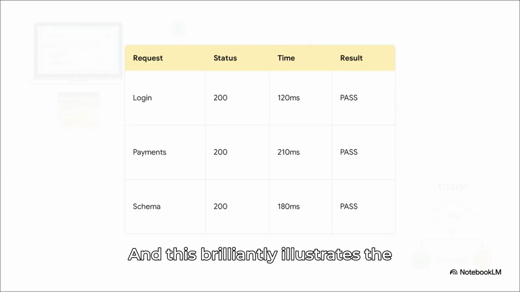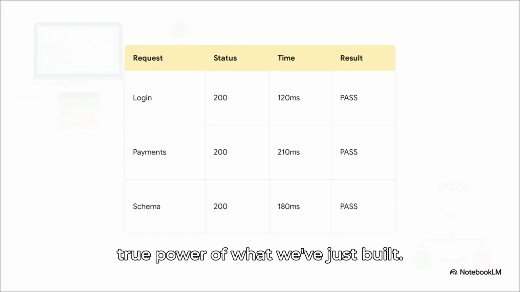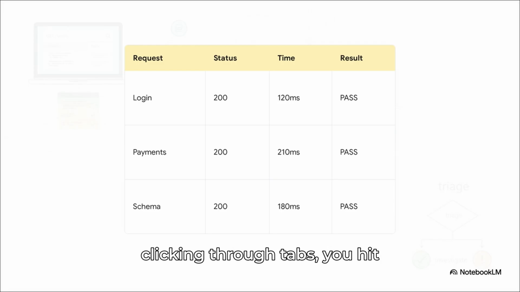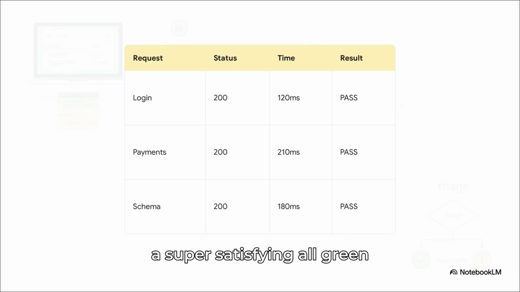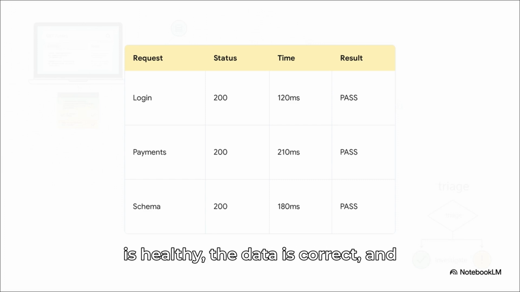Section 5, the 60-second resolution, automated execution. And this brilliantly illustrates the true power of what we've just built. Instead of frantically clicking through tabs, you hit exactly one button, Run Collection. Postman executes your mock login against Postman Echo, grabs and saves the token, passes it right to the Get Payments endpoint, and verifies all the data schemas. The collection runner then spits out a super satisfying all-green report. At a single glance, you have definitive, rock-solid proof that the entire API workflow is healthy, the data is correct, and the performance is completely within limits.